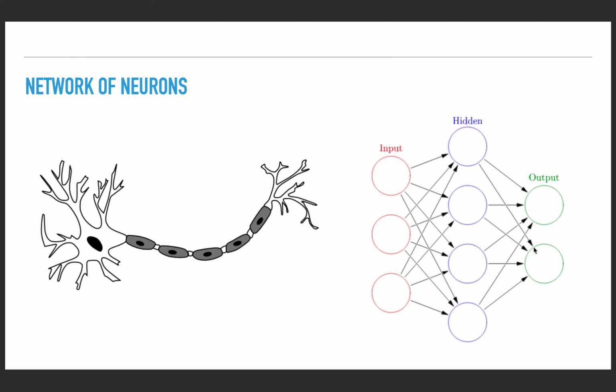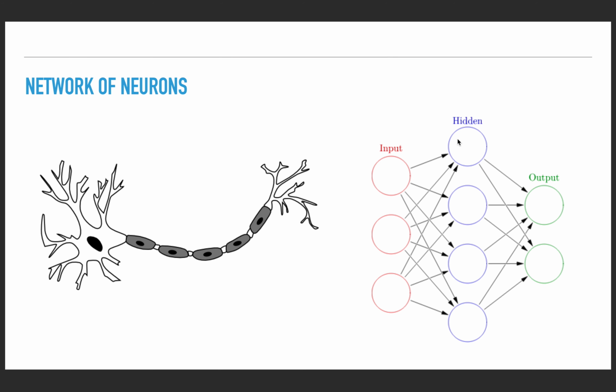So there are mainly three types of layers in a neural network. First is your input layer, where each neuron basically depicts a feature of the input data. So if we have three features, there are three neurons. If we have 10 features, 10 neurons.